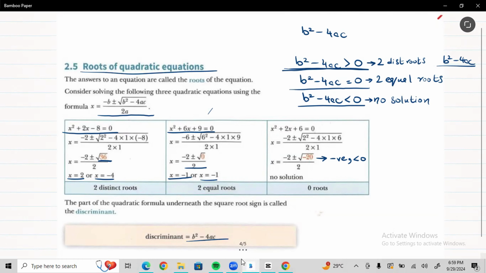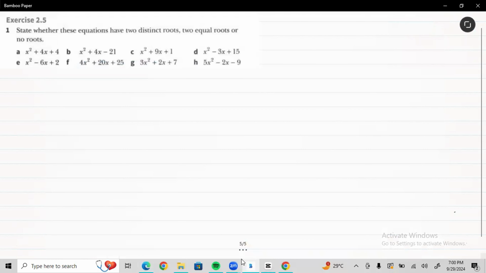And if you get what I'm saying right now, I think you will find it easy to solve the rest of the exercise. So just real quick, we are going to solve this. They're asking us right now to state whether these equations have two distinct roots, two equal roots, or no roots at all. Just let me get rid of this.